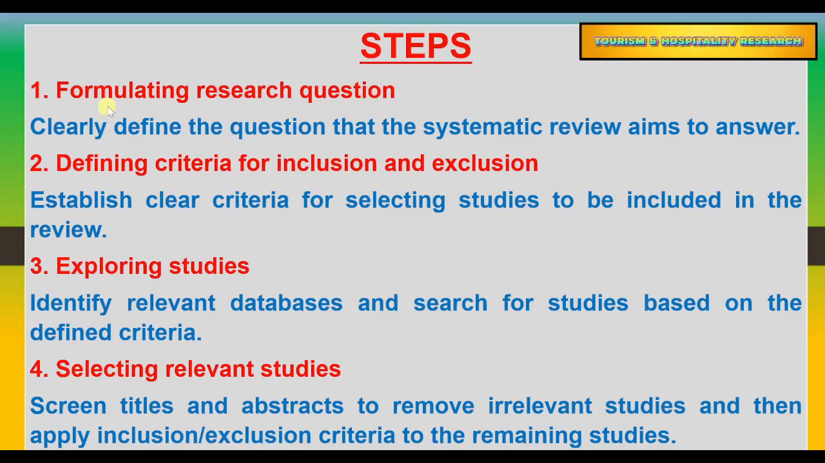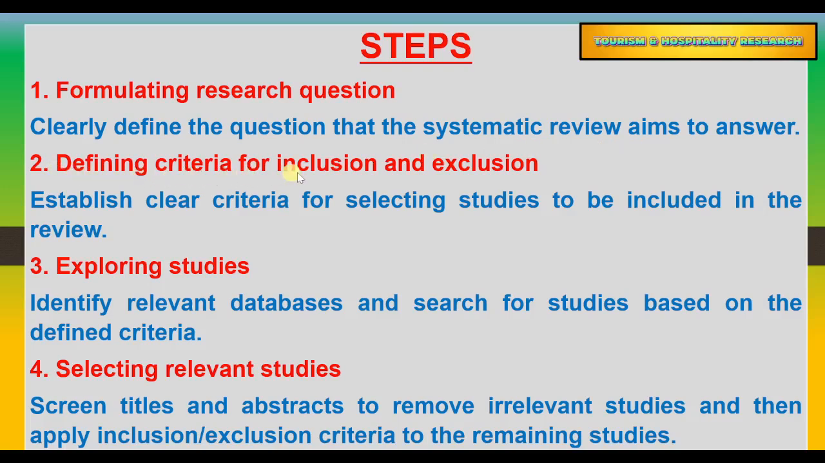So the first step is formulating a research question. As we do in the case of any kind of research, we clearly define the question and the systematic review aims to answer it. The methodology here that we are going to use in this systematic review paper will be PRISMA.